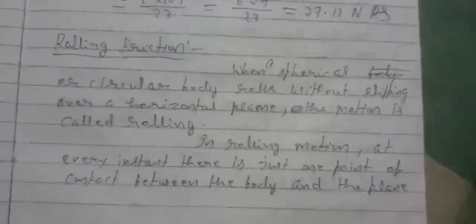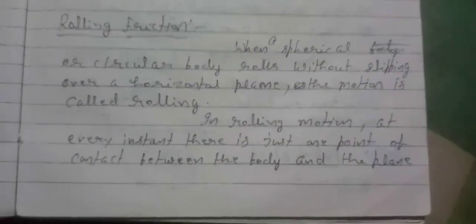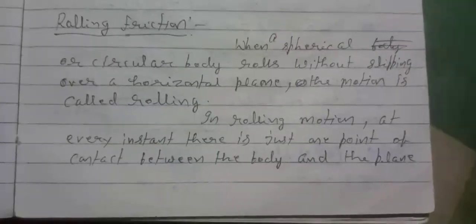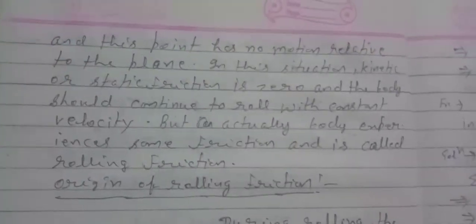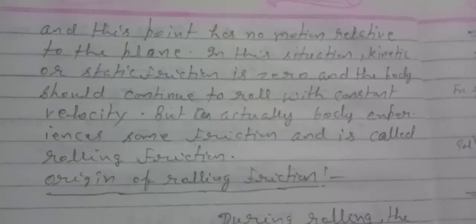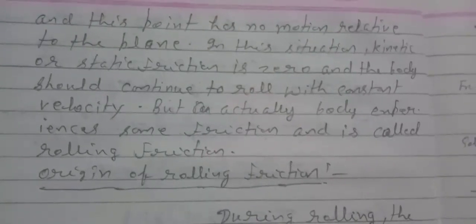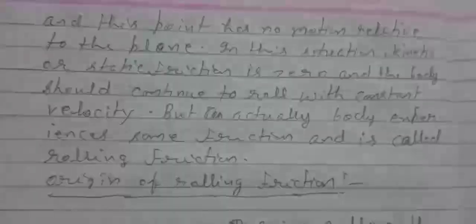Now our next topic is rolling friction. When a spherical or circular body rolls without slipping over a horizontal plane, the motion is called rolling. In rolling motion, at every instant there is just one point of contact between the body and the plane, and this point has no motion relative to the plane. In this situation, kinetic or static friction is zero and the body should continue to roll with constant velocity. But actually the body experiences some friction, and it is called rolling friction.